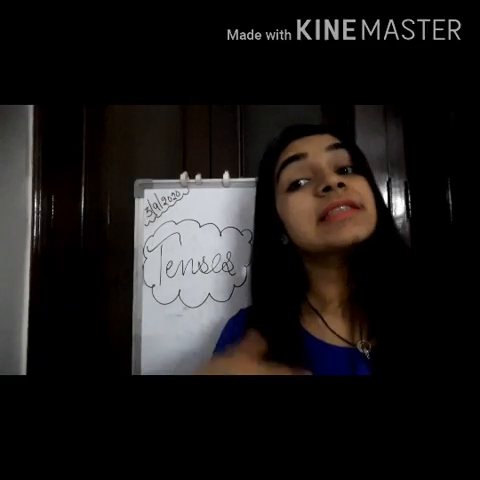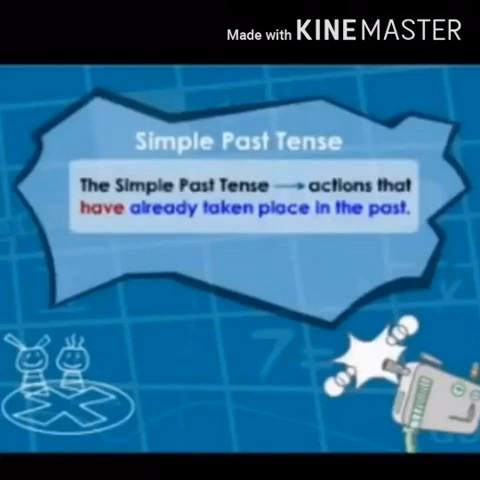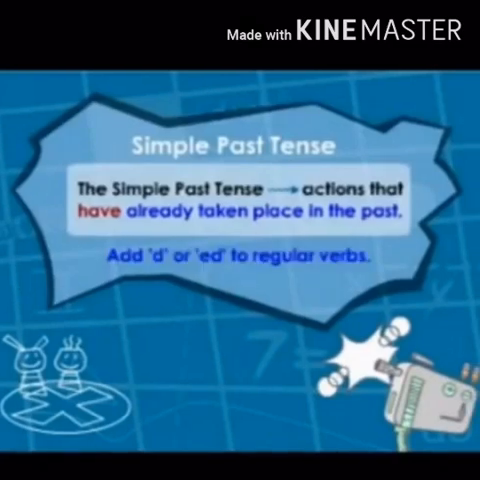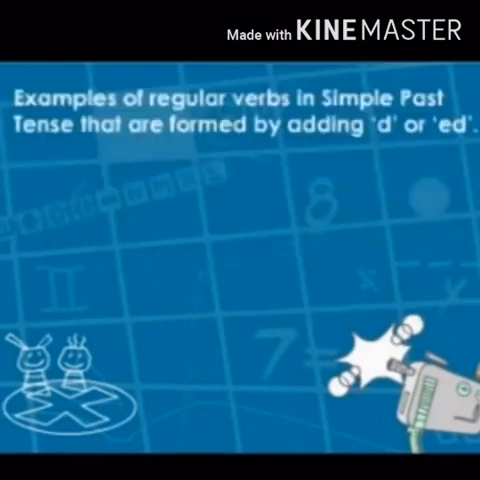Now let's see simple past tense. The simple past tense is used for actions that have already taken place in the past. We usually add D or ED to regular verbs. Examples of regular verbs in simple past tense that are formed by adding D or ED.